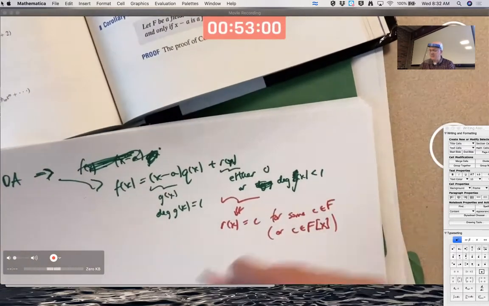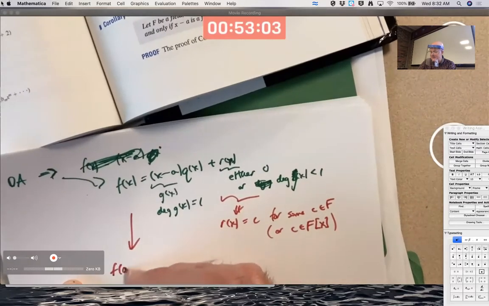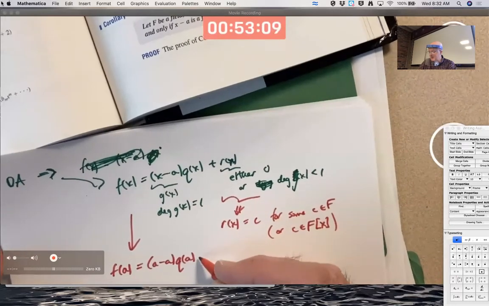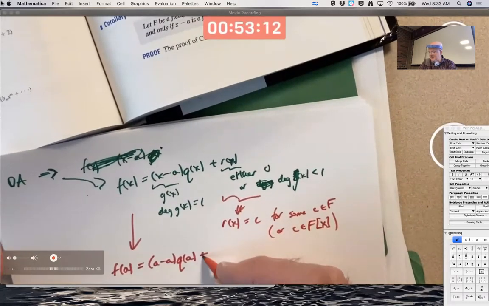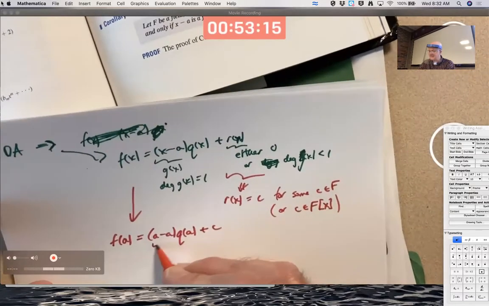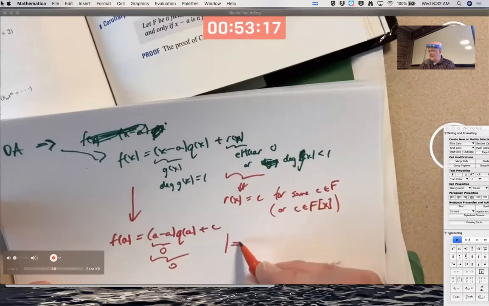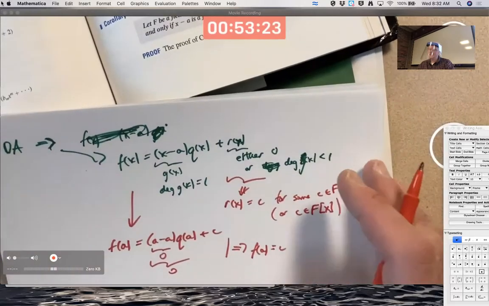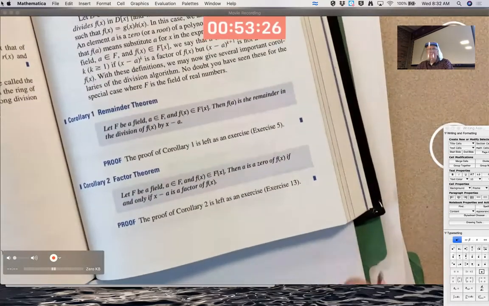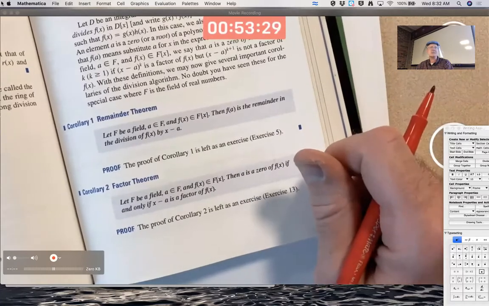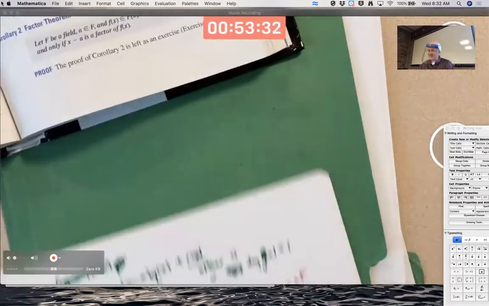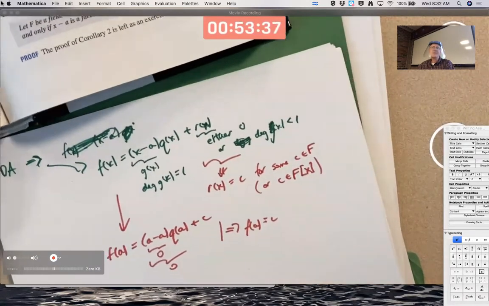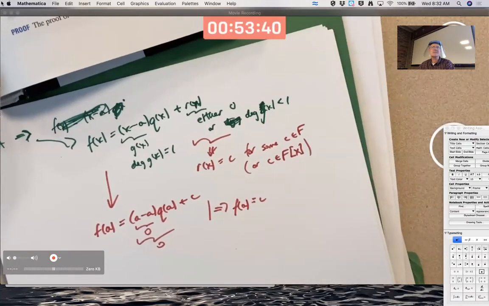And now if you go ahead and you replace x by a, you get f of a equals a minus a times q of a plus r of a, but r of a is the constant c. And hey, that's 0, so this whole thing's 0, and you get that f of a equals c, which, just like the remainder theorem says, is the remainder that you get when you divide f of x by x minus a. F of a is that remainder. So that's the idea of the proof without writing sentences.